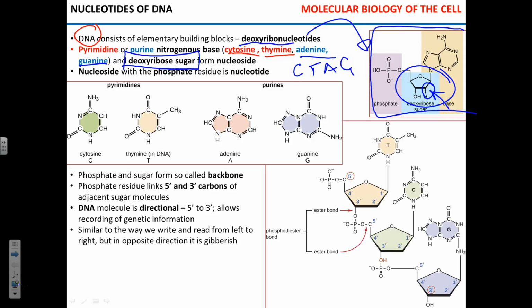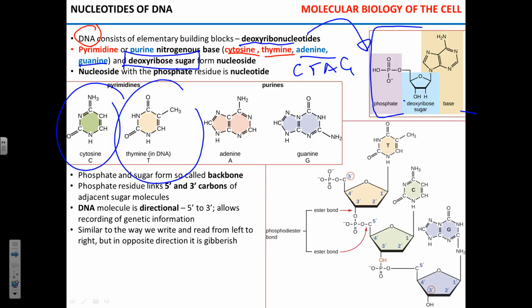When deoxyribose sugar forms the covalent bond with one of the nitrogenous bases, these two components of the DNA form the structural unit that is called a nucleoside. I highlight it with the red square now. This is a nucleoside. When a nucleoside gets a phosphate residue added to the 5' carbon of the deoxyribose sugar, this whole thing is now called a nucleotide.